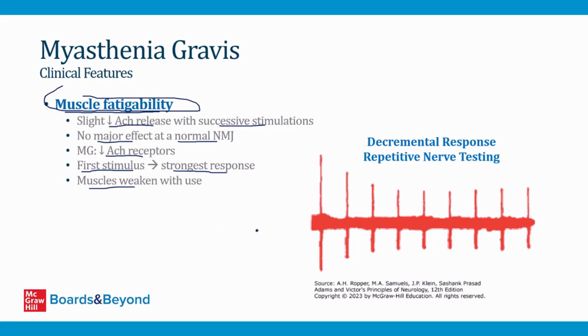And the way it's depicted visually, if you do specialized nerve testing, is shown right here on the slide. So the first depolarization leads to the largest response, but then additional stimulations of the nerve terminal lead to weaker responses. This is muscle fatigability, a classic finding in myasthenia gravis.